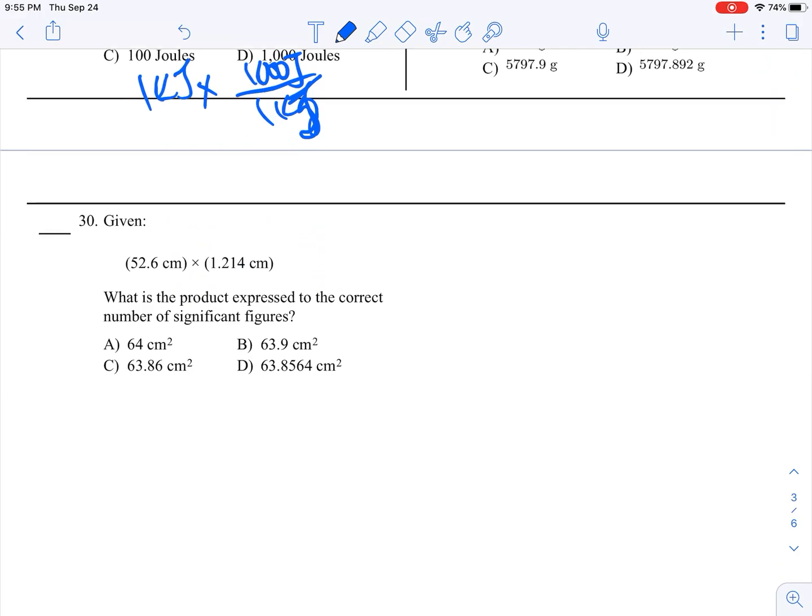And 30, what is the product? So 52.6 times 1.214. 63.8564. So we want 3 sig figs versus 4. So 3 sig figs are here. That rounds that up to a 9. So part B. Okay.